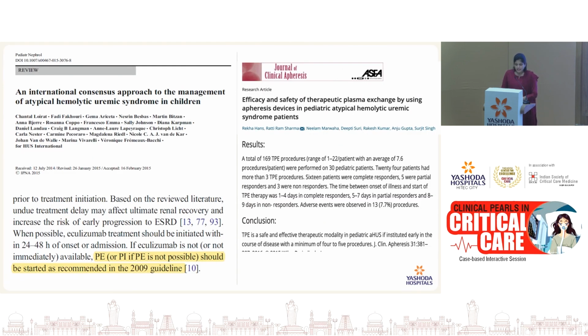An international consensus approach to the management of atypical HUS in children suggested eculizumab as the first line of treatment. If it's not available, you start plasma exchange. If plasma exchange is not available, you at least start with plasma infusion. The right article is from PGI Chandigarh. They analyzed 30 pediatric cases where they did 169 therapeutic plasma exchange procedures. Each patient underwent a minimum of 3 procedures. They concluded TPE is a safe and effective modality in pediatric atypical HUS.